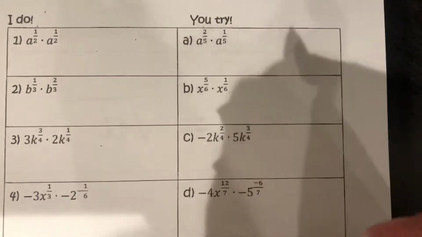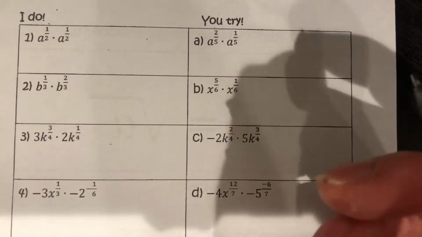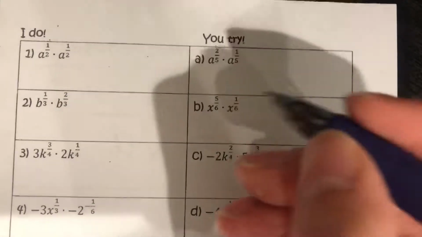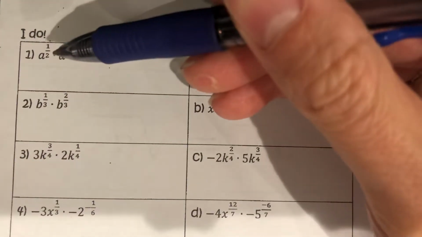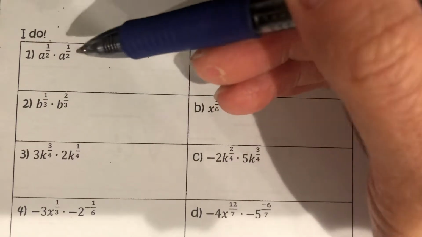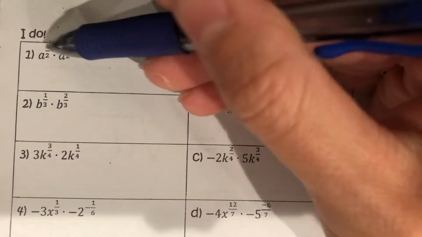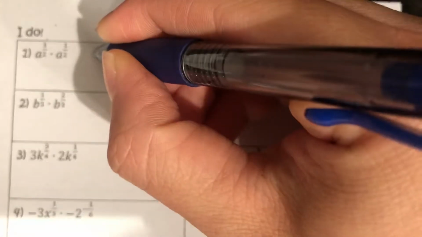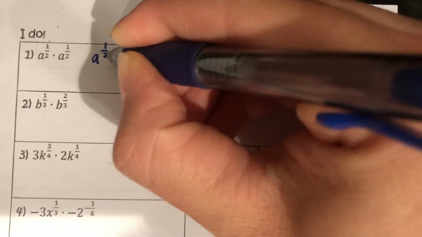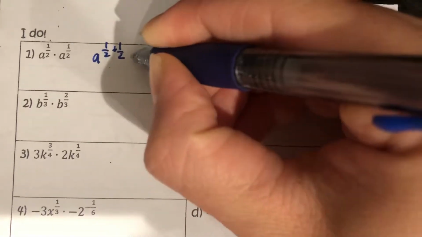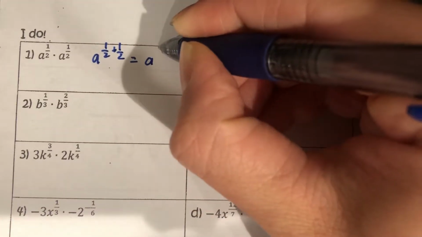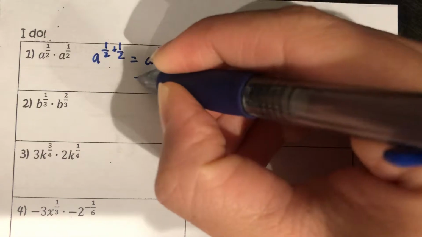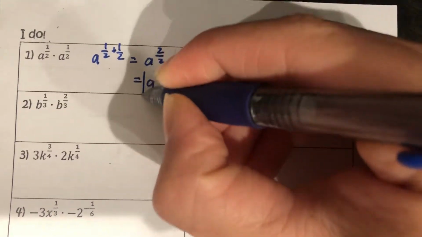Alright, on this side it just gets a little bit more challenging with variables for bases. So on the first one, I see that this is a multiplication sign. So that means that I will be doing the multiplication property. The multiplication property means I do what with the exponents? I will be adding them. So I have a to the 1/2 plus 1/2. It's going to give me a to the 2/2, which is just a to the 1 power.